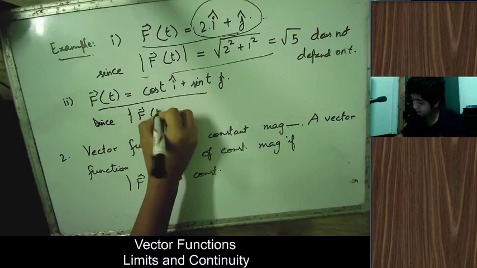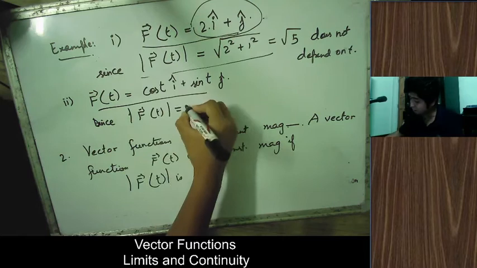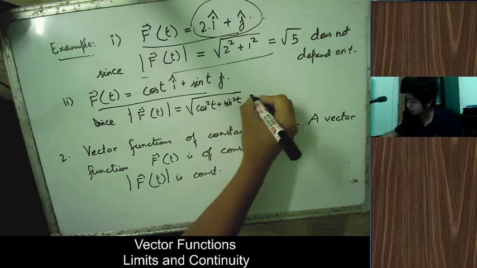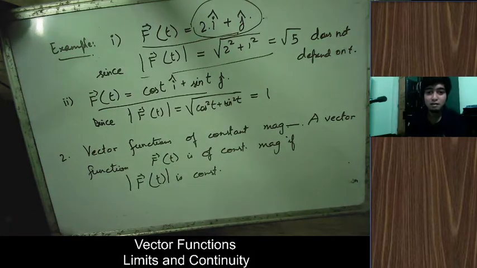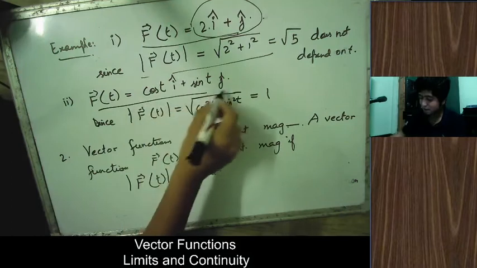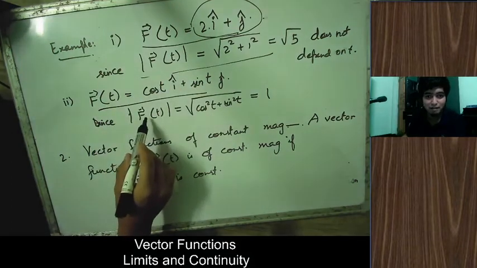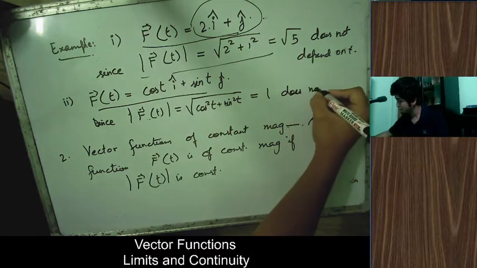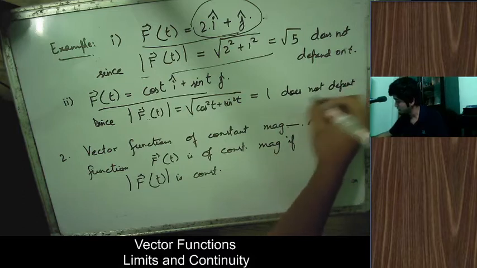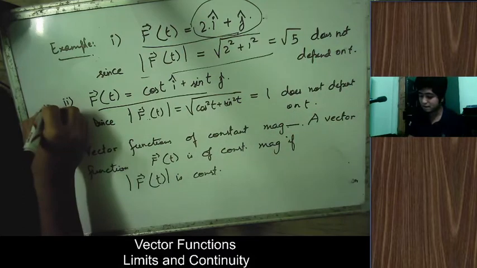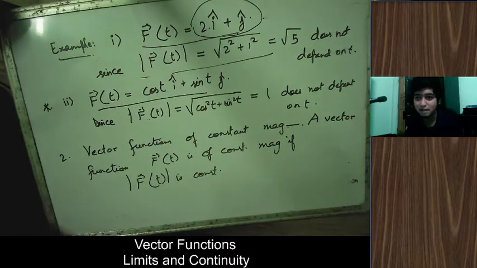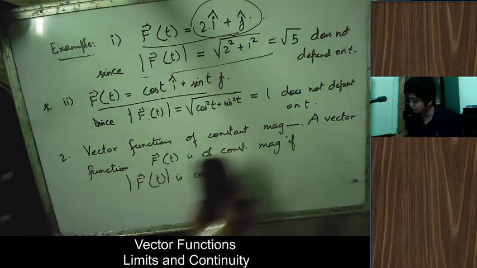this one, how much will be the magnitude of this one? It will be square root of cos square t plus sine square t, which is equal to 1. So even though this vector is not constant, we are finding that the magnitude will always be constant, not depend on t. Again, this example is very much useful, as you will see later on when we are discussing in more detail about this type of vector functions with constant magnitude.